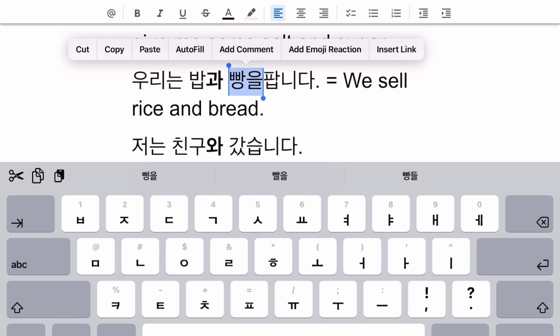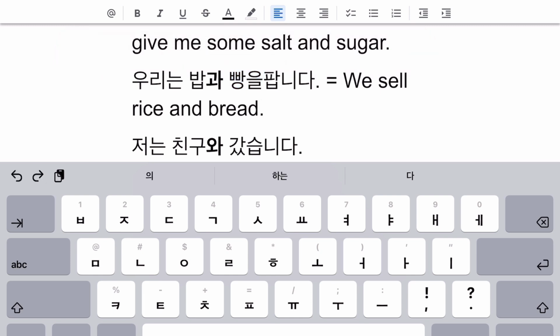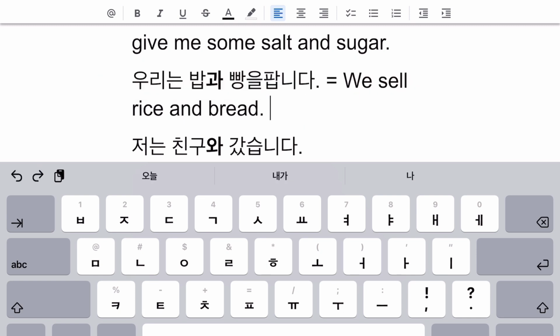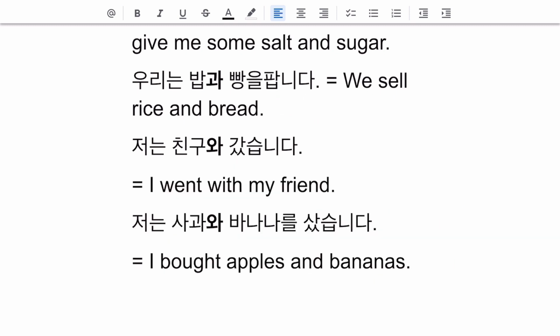So when it comes to double consonants like that, it means you've got to put some more air behind it. 밥, or 빵. And then 팝니다. 팔다 is where that comes from, and that means to sell. 팔다, and remember how it changes for formal conjugation. We have to remove the L and the da. 빵을 팝니다. And then these also mean with, right? 저는 친구와 갔습니다. I went with my friend. 저는 사과와 바나나를 샀습니다. I bought apples and bananas.